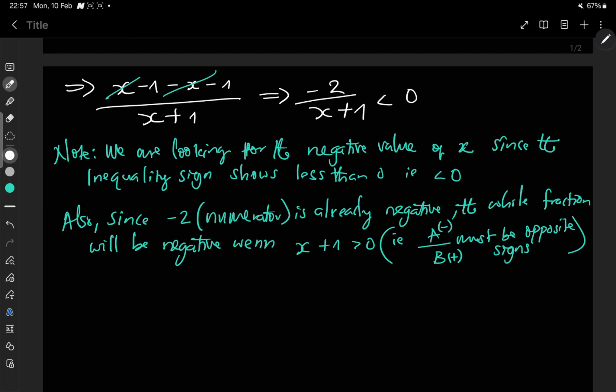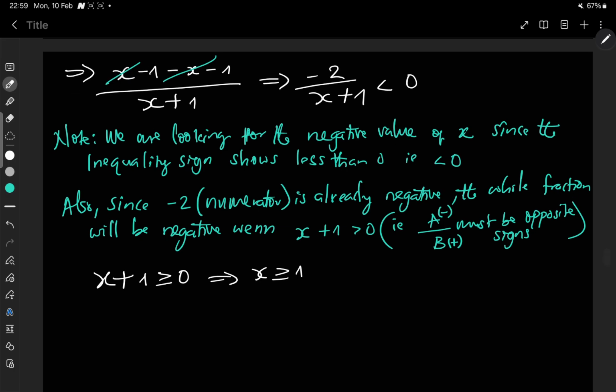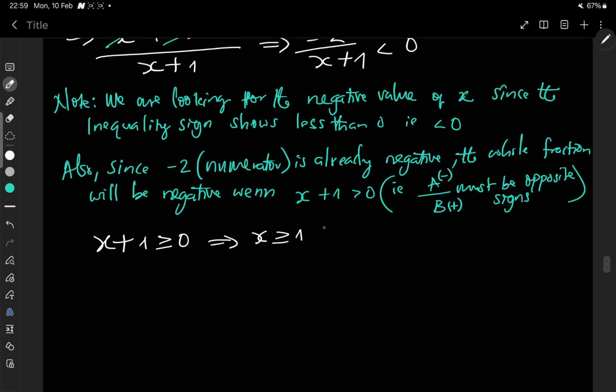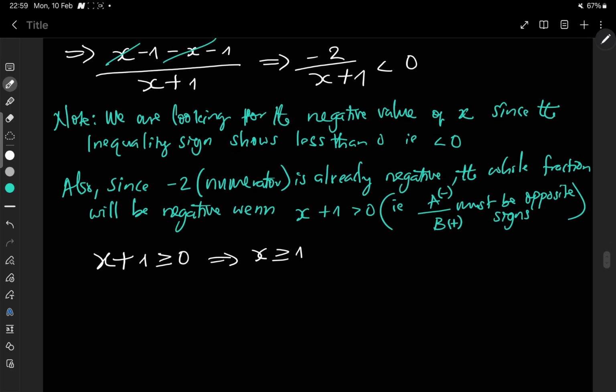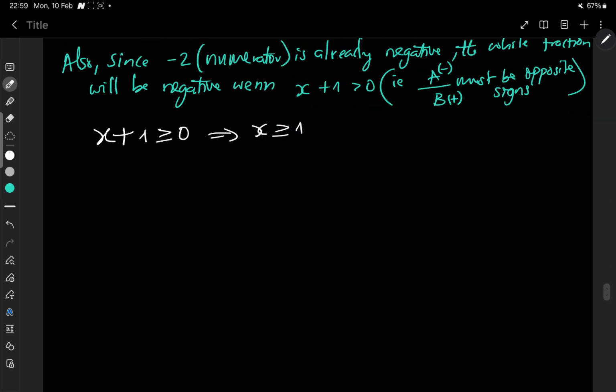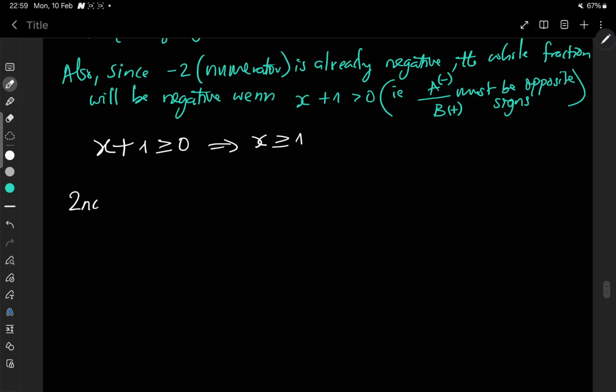So what we now have is x plus 1 is greater than or equal to 0. That means x is greater than 1. So this is what we'll have in our first case: x is greater than 1.